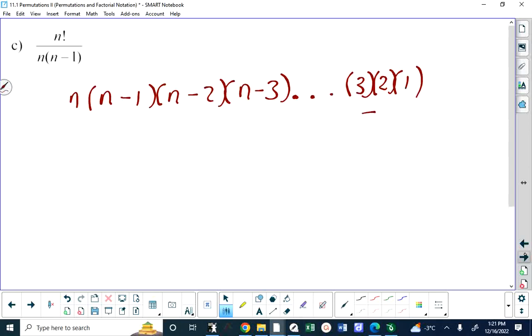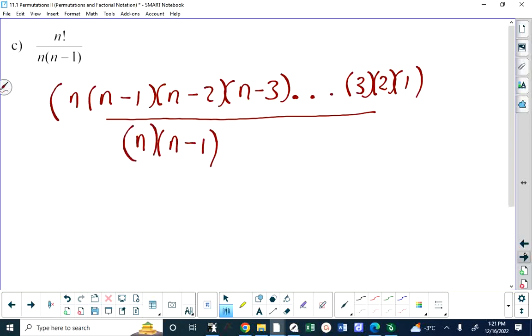The bottom is not a series of factorials, it's simply factors. And now you can see that you have a factor of n on the bottom and a factor of n on the top. They cancel. Factor of n minus 1 in the numerator and denominator, they cancel. And we're left with n minus 2 times n minus 3 times n minus 4 all the way down the line, which means we're left with n minus 2 factorial.